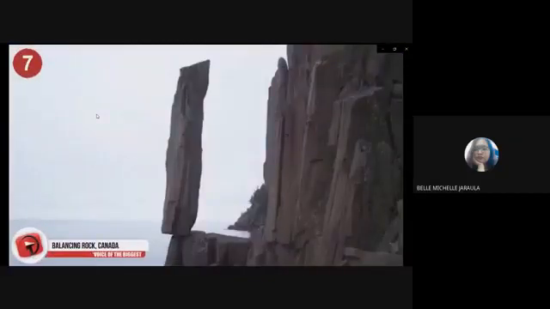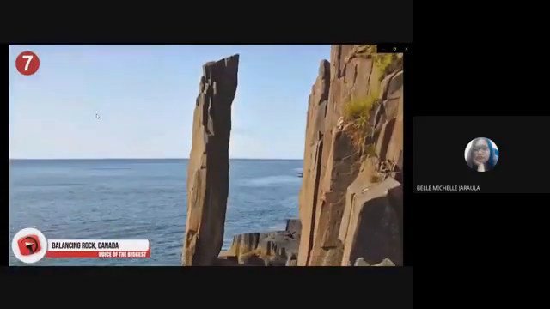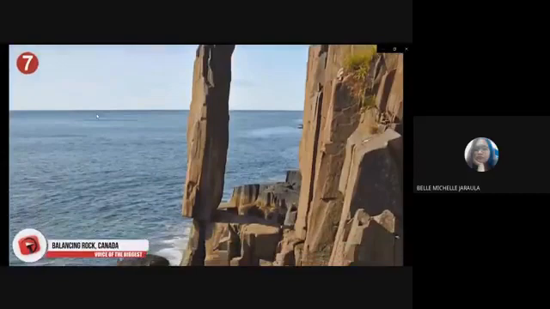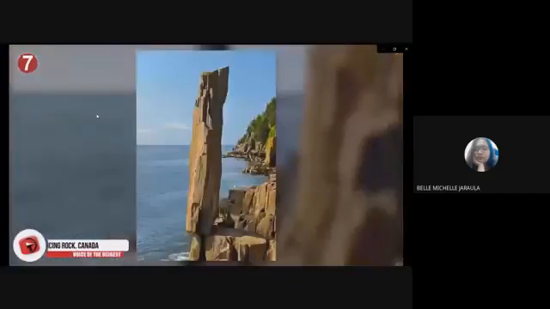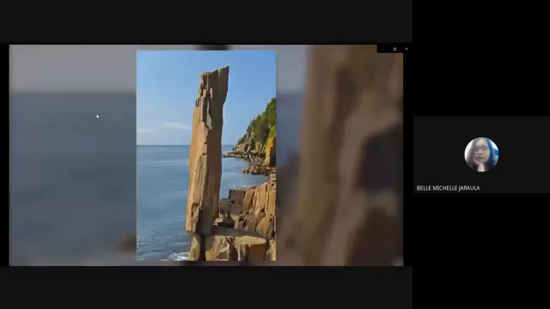There is another precarious rock, but this seems to be even more impossible. The Balancing Rock in Nova Scotia is believed to have been standing for thousands of years. It's about 30 feet tall, and it seems to just be standing straight up out of pure will.